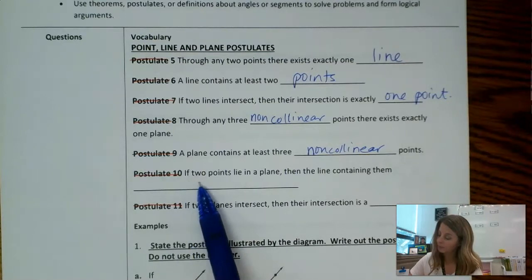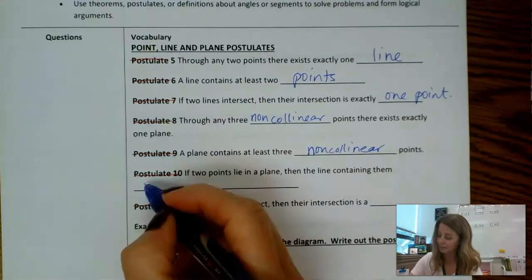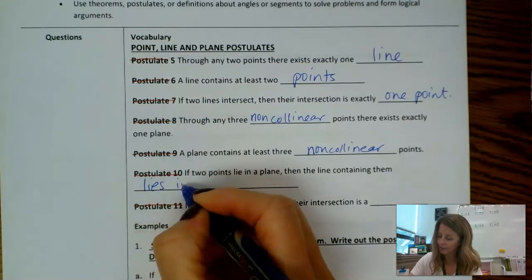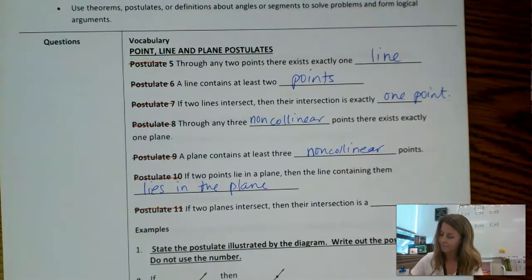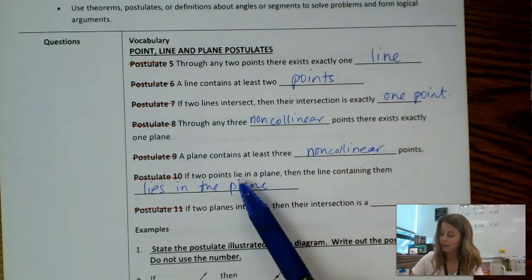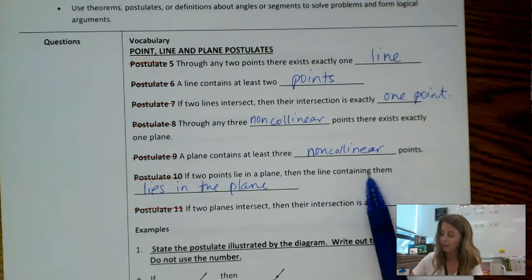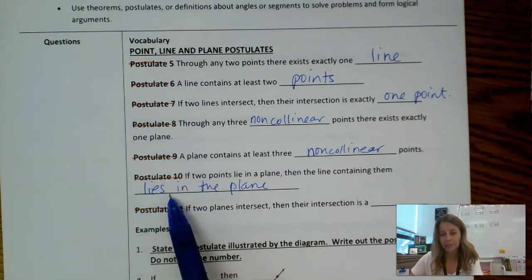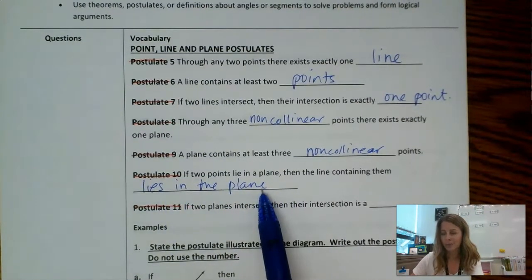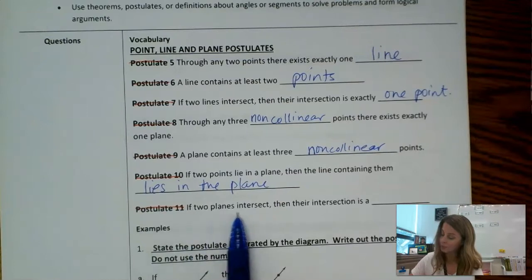Okay, next couple. If 2 points lie in a plane, then the line containing them lies in the plane. So let's write this down and talk about it. This ties in: if you have 2 points, then you're going to have a line. So if you've got 2 points in a plane, then the line that goes through them is also in the plane. Some of these postulates are pretty basic. You might think to yourself, well, of course it lies in the plane. That seems obvious, but postulates are the building blocks. If 2 planes intersect, then their intersection is a line.